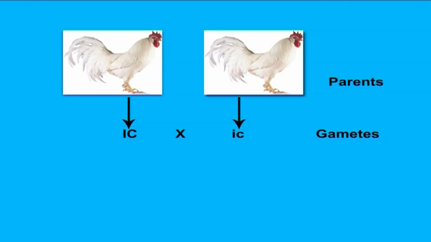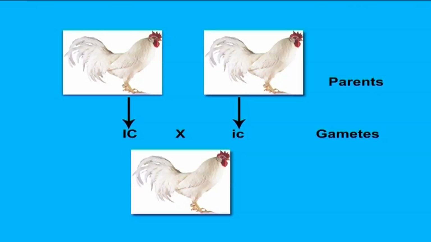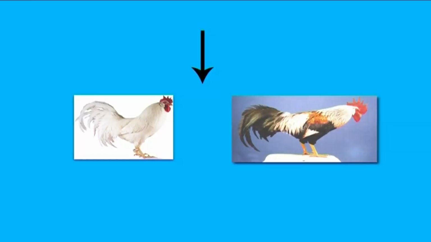When pure white leghorn is crossed to pure white Wyandotte, it produces white plumage in F1 generation. In F2 generation, white and colored plumage are produced in the ratio of 13:3 instead of 12:3:1 because the recessive epistatic gene also produced the same phenotype as dominant epistasis.